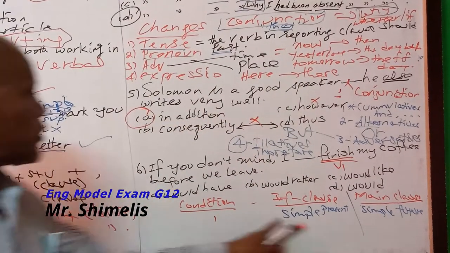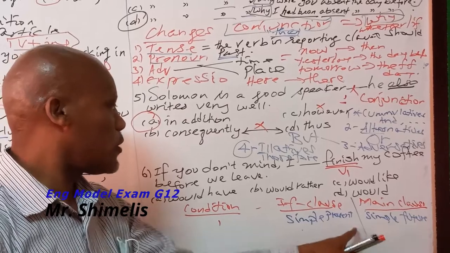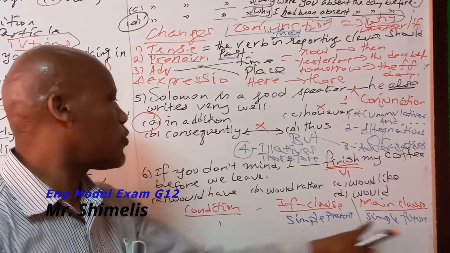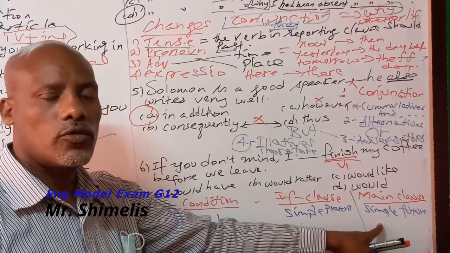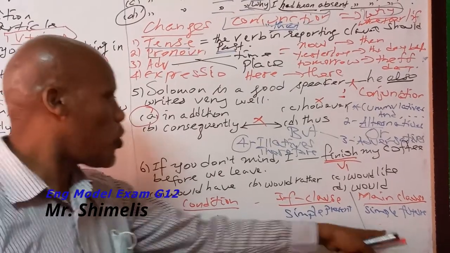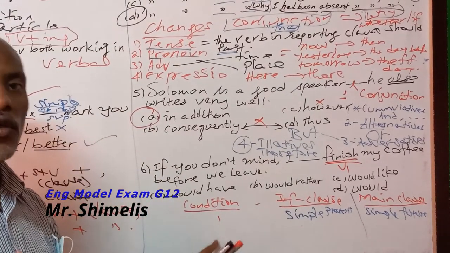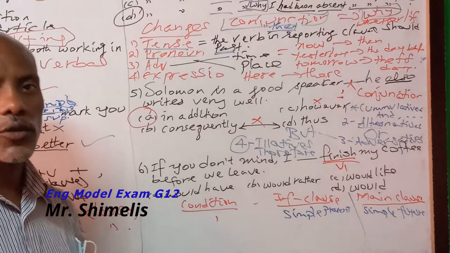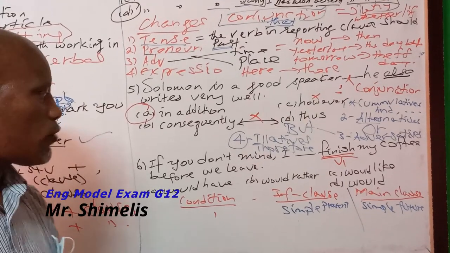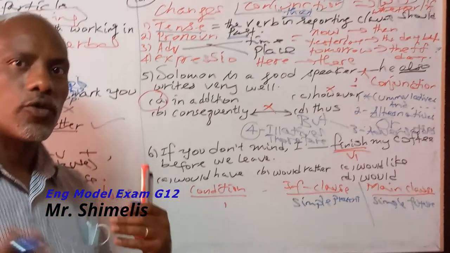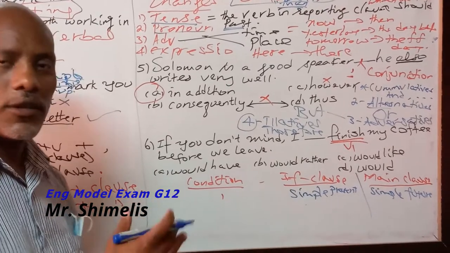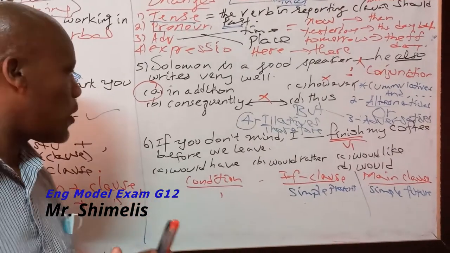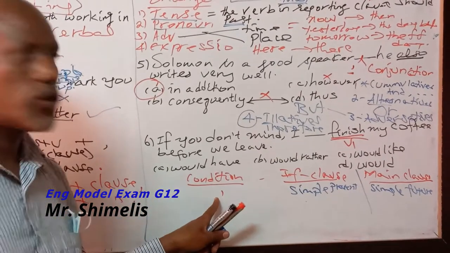By the way, the tense type that we apply in the if clause and main clause has nothing to do with the time. It shows the probability, improbability, or the impossibility of the condition. We vary tenses not to show time, but to show the improbability, the probability or the impossibility of the condition.